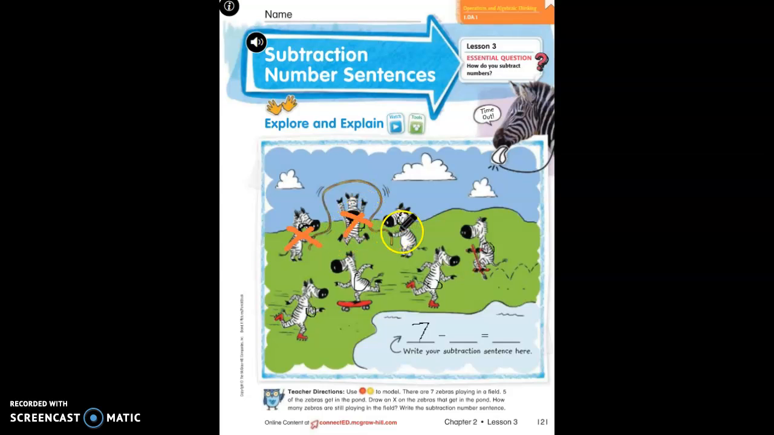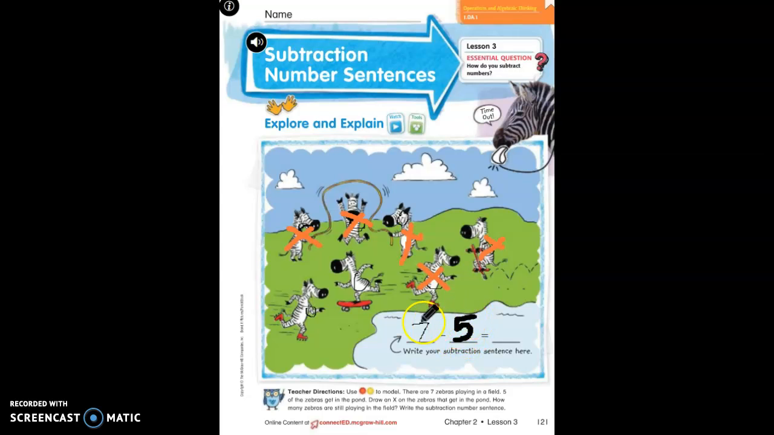So there's 1, 2, 3, 4, 5. Okay, so I've got 5 of them with X's on them. And so that's what we're going to write right here. We're going to write 5. So we're going to take away 5.